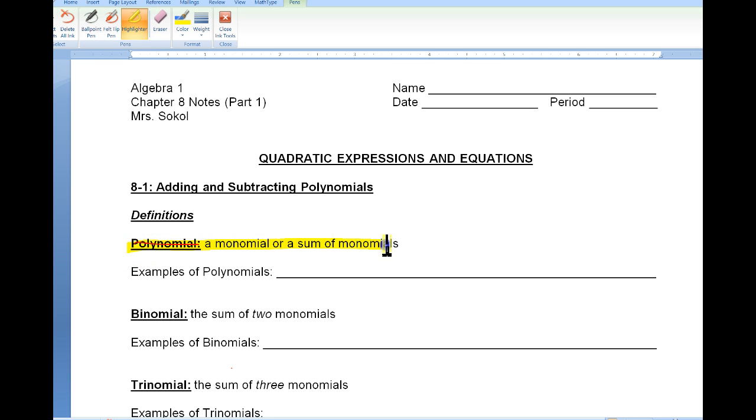A polynomial is a monomial or a sum of monomials. So what we remember from our last chapter is that a monomial is a single term, right? We can have a 4, we can have a 4x, but now we're able to add maybe like a 4x plus 3. That's a polynomial, or a 2x squared minus 3x plus 4. That's also a polynomial, so it's a combination of monomials being added or subtracted.